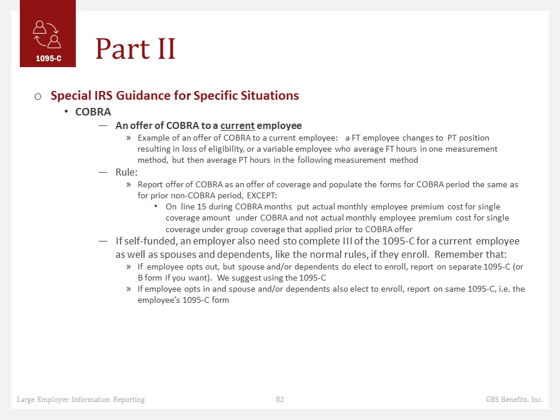So here's the rule. It's a lot easier than the next slide. You basically report like you would as if they were on normal coverage. So in other words, you report on line 14 that they received an offer of coverage, whatever offer of coverage is applicable. The only difference is on line 15, you would enter the dollar amount for the COBRA cost rather than the dollar amount that is under the regular group plan, which will almost always be different. If you're self-funded, remember that the employer also needs to complete Part 3 of the 1095-C, and we'll talk about that in a minute.